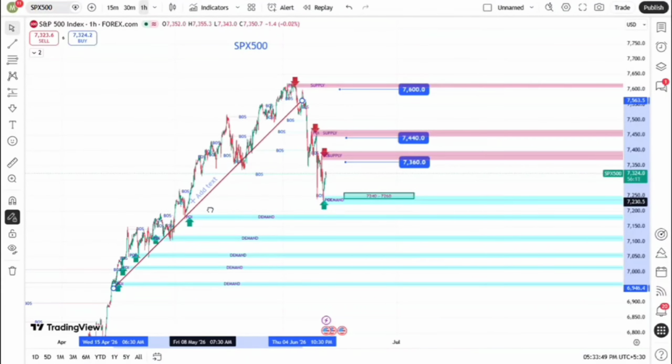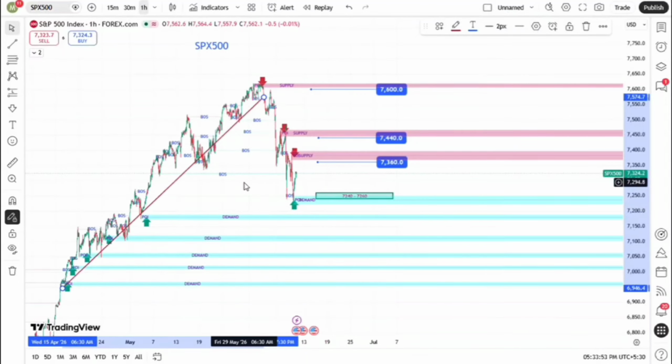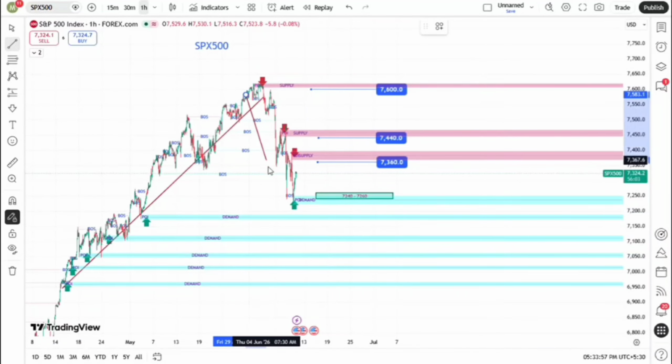Our primary focus centers on this tactical entry zone between 7,240 and 7,260. We are actively waiting for mitigation within this area. Once price action confirms order flow shift, we can expect the upward continuation to start.